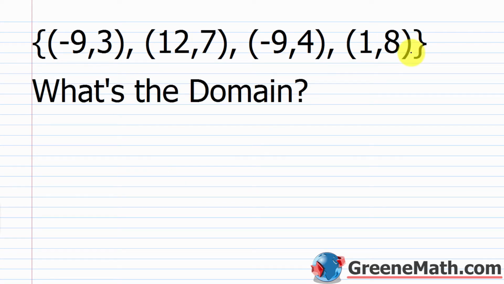So let's take a look at another one. We have a relation here which is made up of these 4 ordered pairs: (-9, 3), (12, 7), (-9, 4), and (1, 8). So what's the domain? Again, that's the set of all first components. So -9, 12, -9, and 1. So your domain, we've got -9, we've got 12, we don't list -9 again, and then we've got 1.